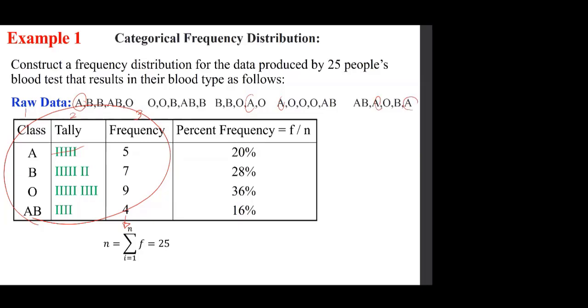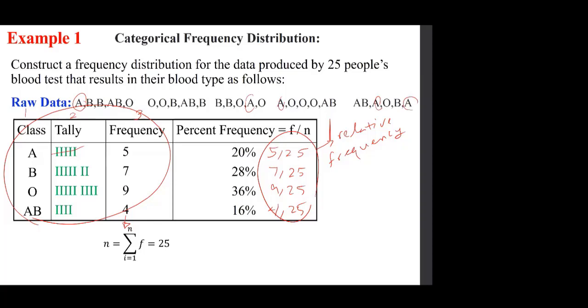We can add them up. And then from here, for example, this one would be 5 divided by 25. This one would be 7 divided by 25. 9 divided by 25. And the last one is 4 divided by 25. And what you're looking at, this is known as relative frequency. Of course, 5 over 25, as an example, simplifies to 1 over 5. Everybody knows that, and you should do that.